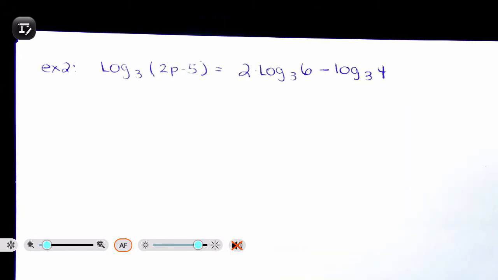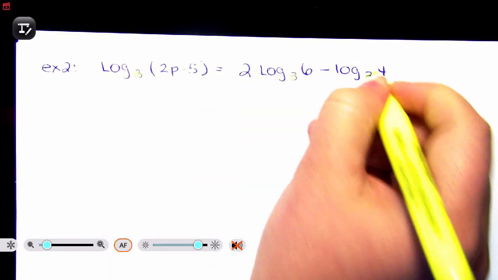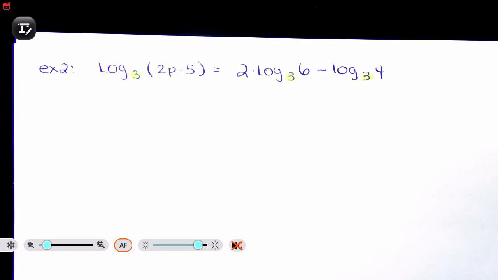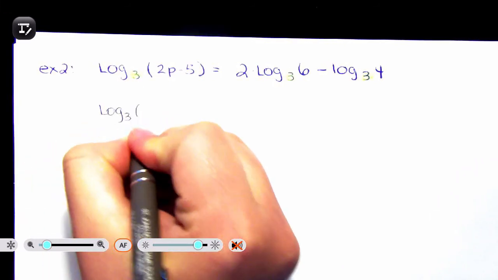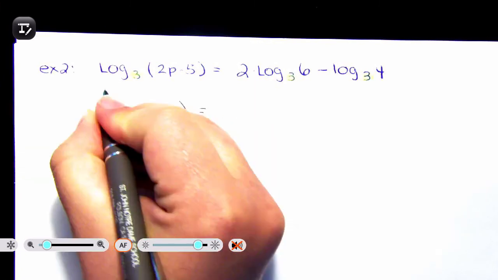First thing I'm noticing is I have all of my bases be 3, so I am happy, meaning I can condense this. Step number 1 is always condense each logarithm. So you may potentially be confused, like, what do I even do? Step number 1, always condense. Once you start condensing, things will simplify and it will look much cleaner and you'll be able to decipher what to do. So log base 3 of 2p minus 5, that is the only thing on this side, so I'm just going to bring it down.